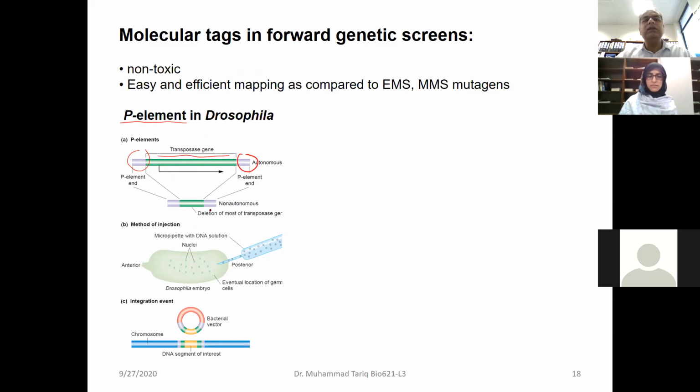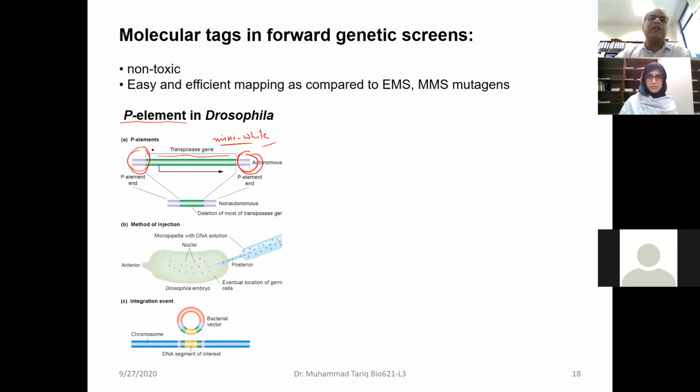What Drosophila scientists did, they removed the transposase gene from here. They kept the repeats, the borders, and replaced this region with, let's say, the mini white gene, the gene which gives red pigment. You can also think of having GFP or whatever other easily selectable gene.